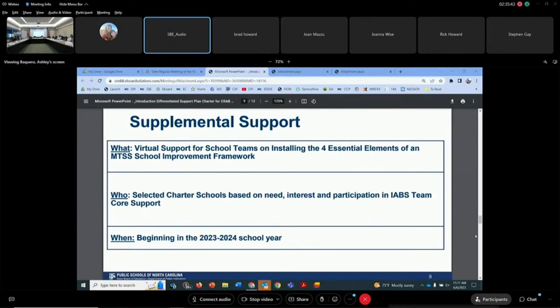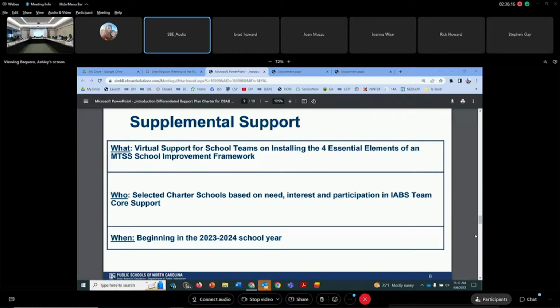So what will be coming next year is this supplemental support. This supplemental support will take the form of year-long virtual professional learning for school teams. This will be specifically on installing those 4 essential elements of MTSS. And like Angel said, we'll attach it to one specific content area that the school will get to choose, be it literacy, math, social emotional behavior support, attendance. And we hope to have about 30 to 40 charters participate in this additional support layer.